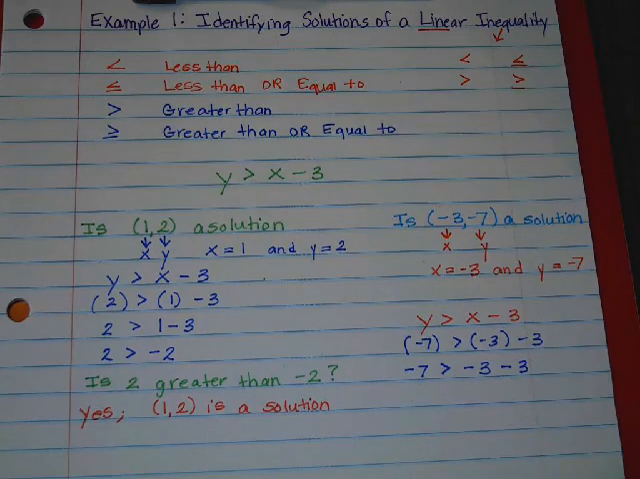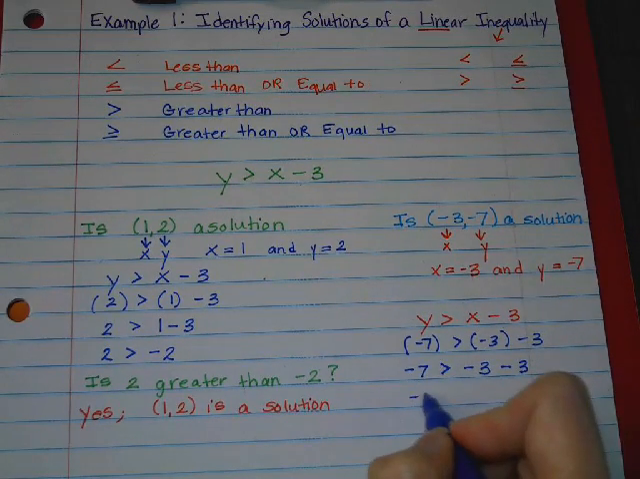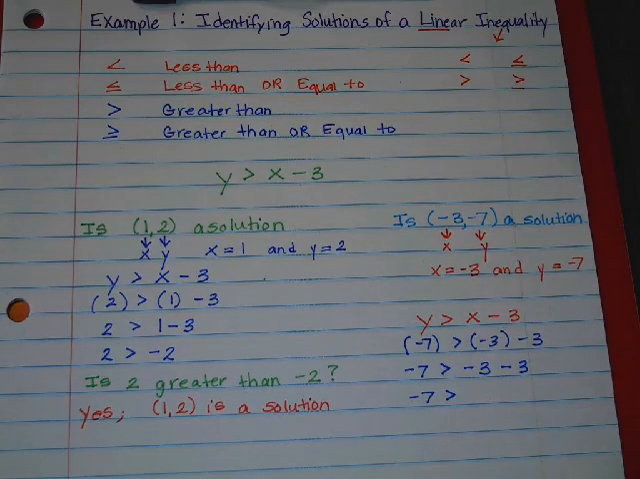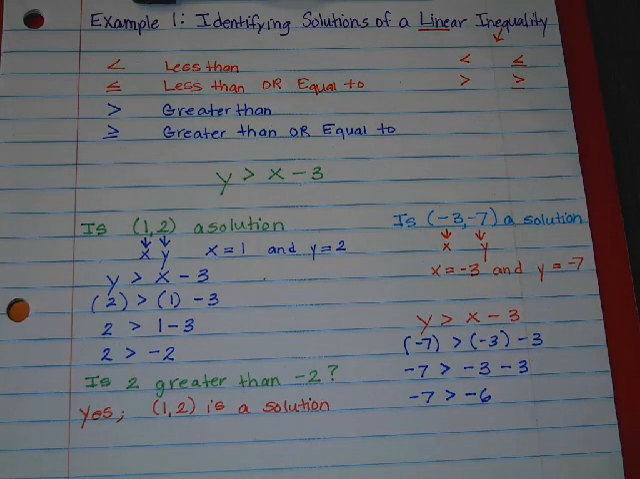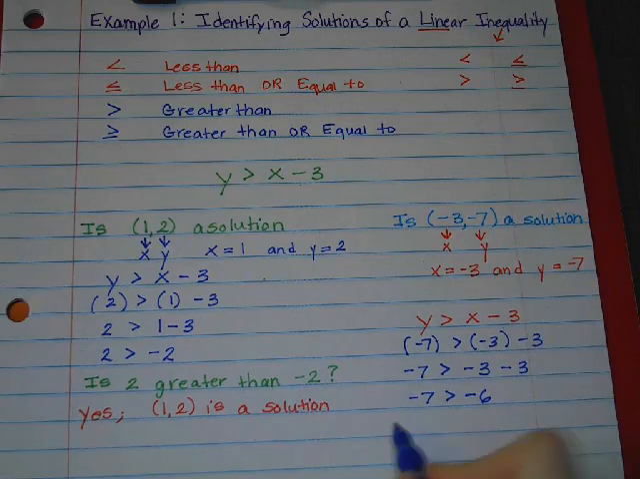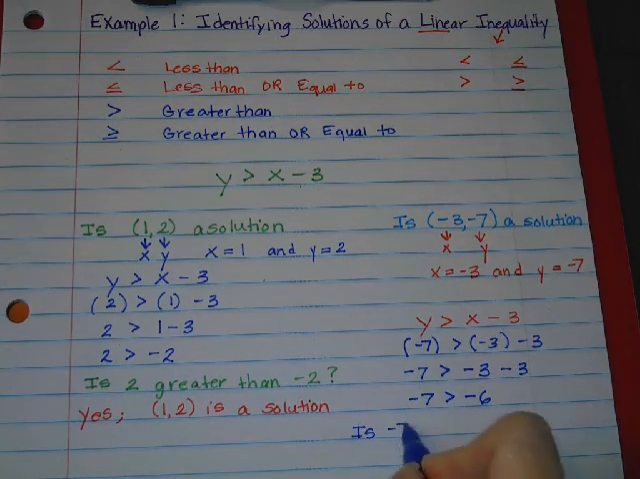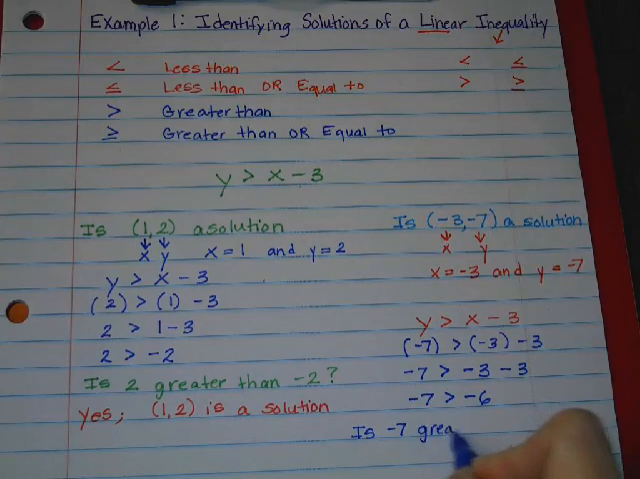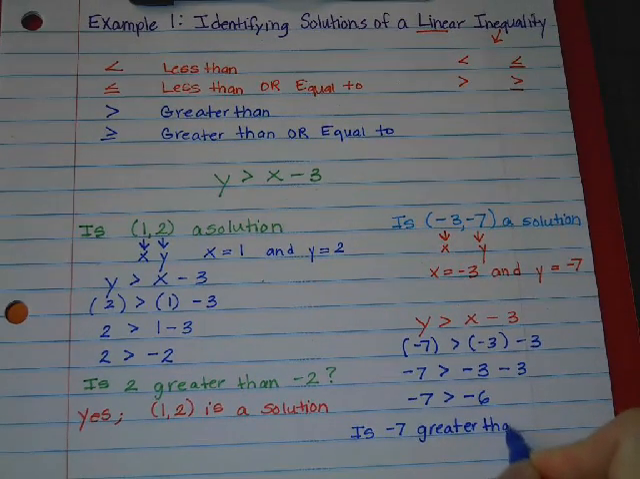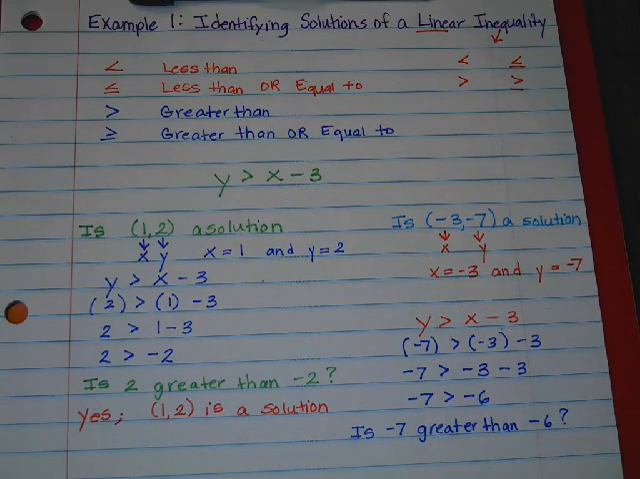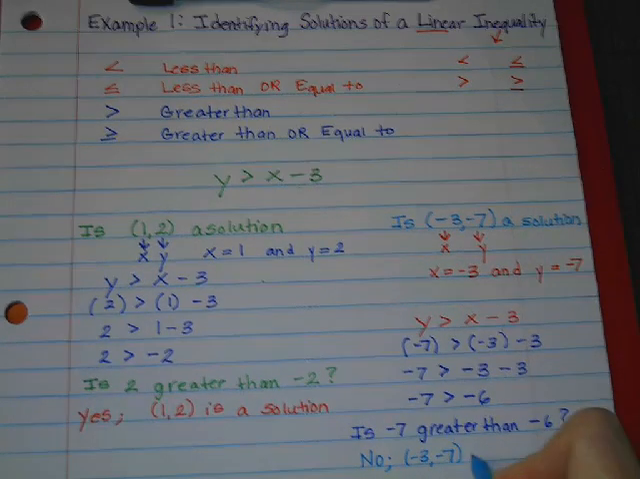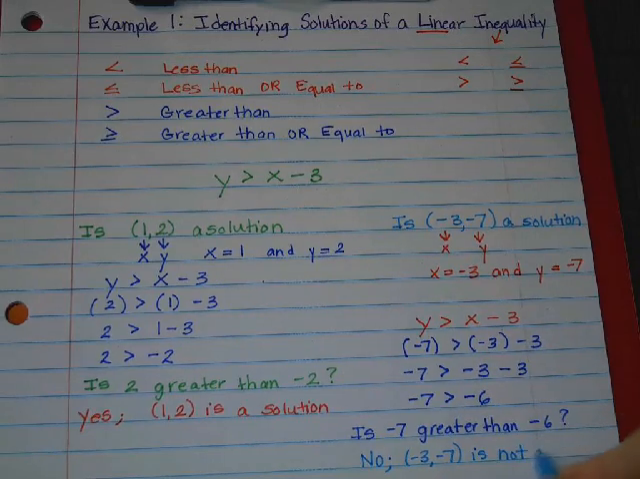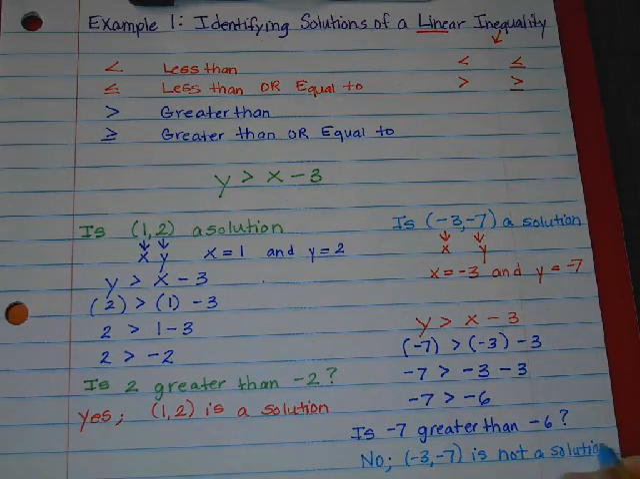Take away 3 more. So we bring down our negative 7. We bring down our greater than symbol. Negative 3, take away 3 more, is negative 6. And the question is, is negative 7 greater than negative 6? The answer is no. So this means negative 3, negative 7 is not a solution to the given inequality.